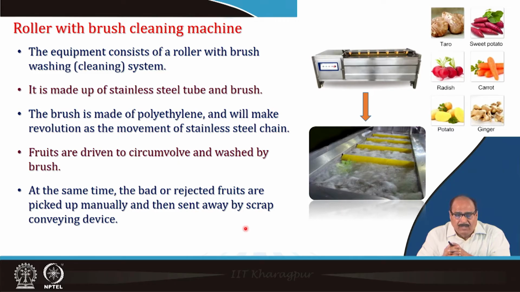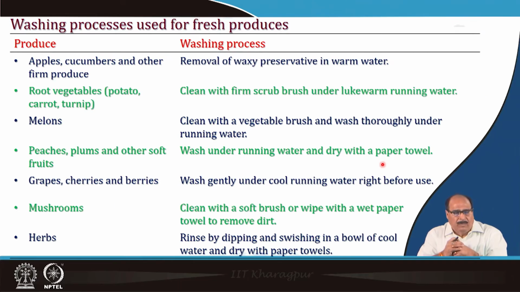The equipment consists of a roller with brush cleaning system. It is made up of stainless steel tube and brushes. The brush is made of polyethylene and revolves with the movement of the stainless steel chain. Fruits are driven to revolve and are washed by the brush. At the same time, bad or rejected fruits can be picked up manually and sent away by the scrap conveying device. It can be used for washing and cleaning taro, sweet potato, radish, carrot, potato, ginger, etc. That is mostly root vegetables and tubers.